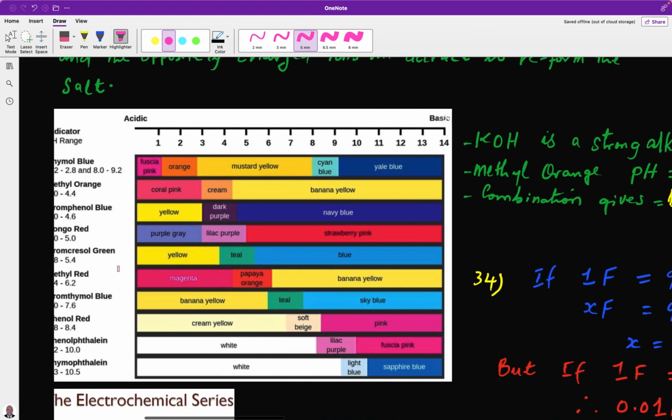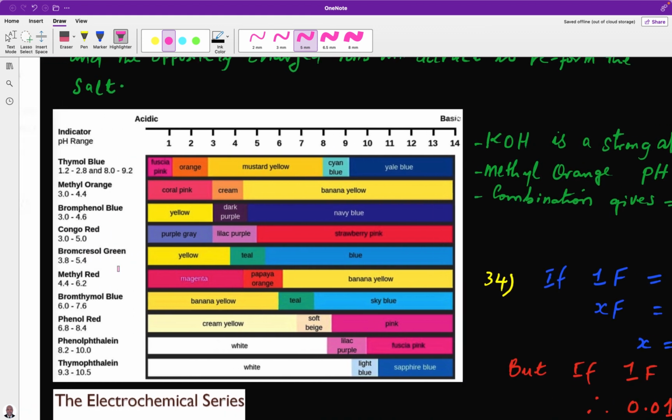This is methyl orange here. It has a pH range of 3 to 4.4. It has a coral pink color at this pH. Then at the pH of 3 to 4, the color is cream.